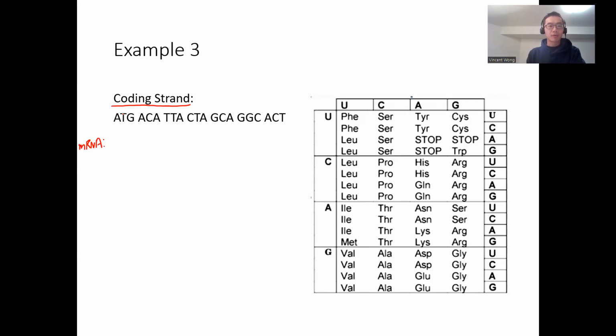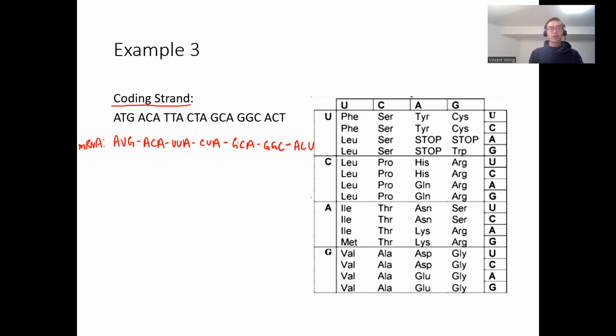But of course, you have to replace the T with U, because there are no thymines on the RNA, only uracil. So this would be AUG, ACA, UUA, CUA, GCA, GGC and ACU.